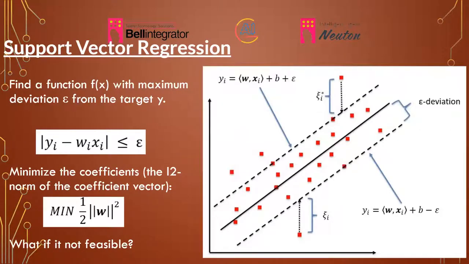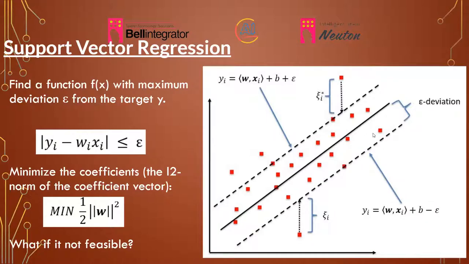So my task is to come up with a function f of x with maximum deviation of epsilon from the target y. What does this mean? So the points that lie on this boundary here are actually at a distance of epsilon, and they are the support vectors. Not this point, but this point is an outlier. This is measured by another parameter, which is a slack parameter. I'll come to that in a minute. But if you disregard this point and this point, and the points here, and instead focus on the points which lie on the decision boundaries, these then correspond to a deviation of epsilon, the maximum deviation, the margin that we defined earlier.